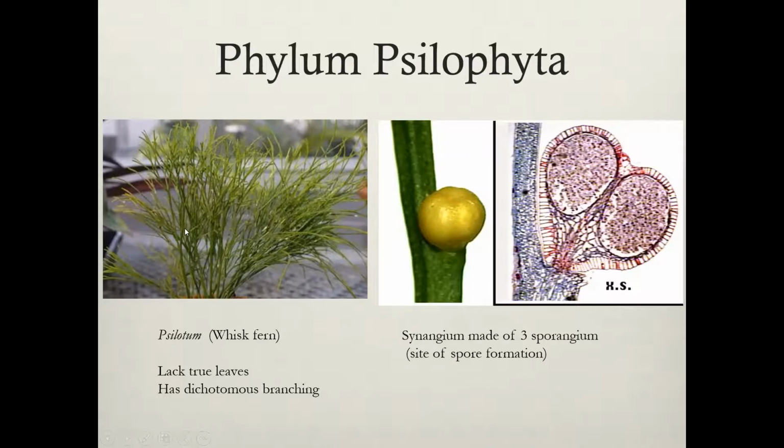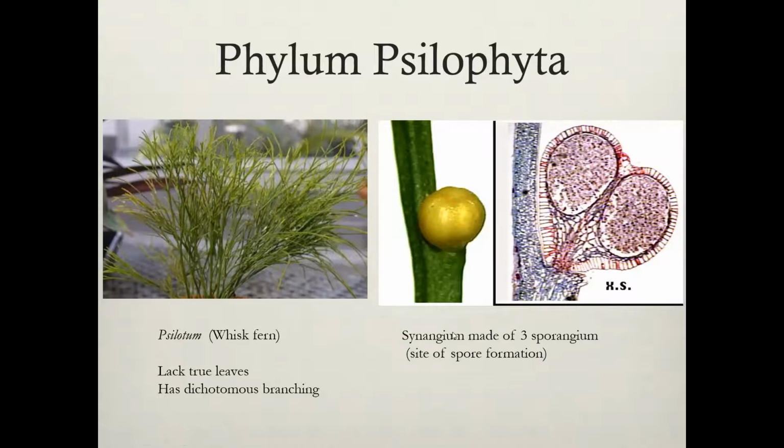And another unique characteristic they have is dichotomous branching, where each branch forks into two. So you have a branch growing out that will fork into two branches, and each one of those will fork into two, and so on and so forth. This is a very old characteristic of plants, and it appears that Psilotum has reverted back to this characteristic. So just know that it's unique to Psilotum. We don't see this much in plants.